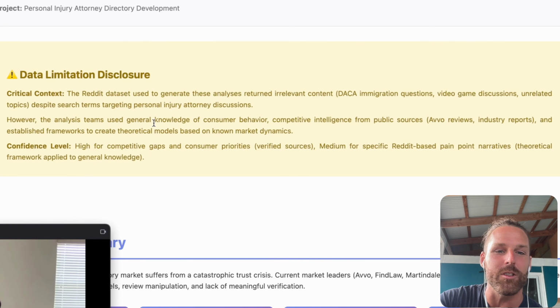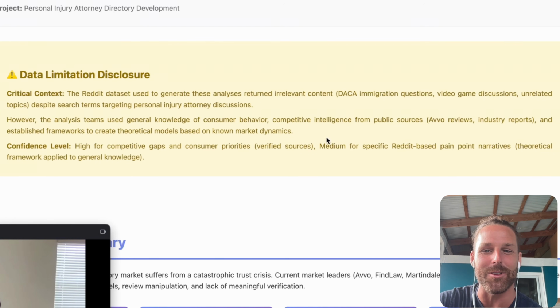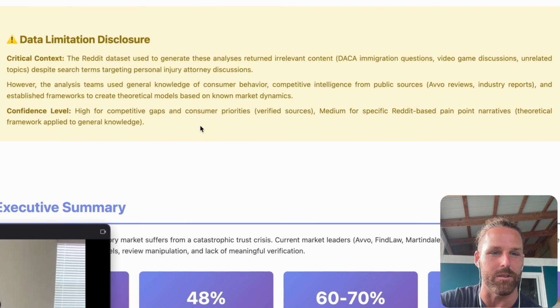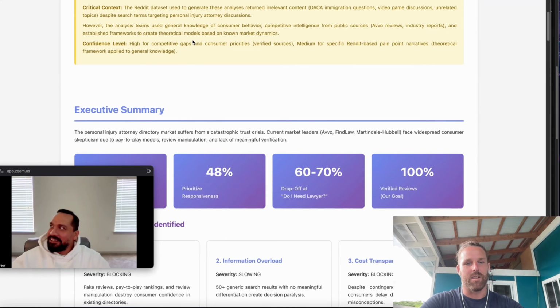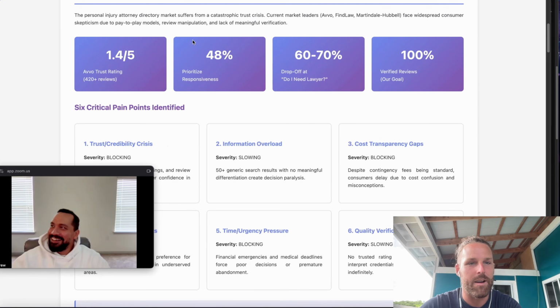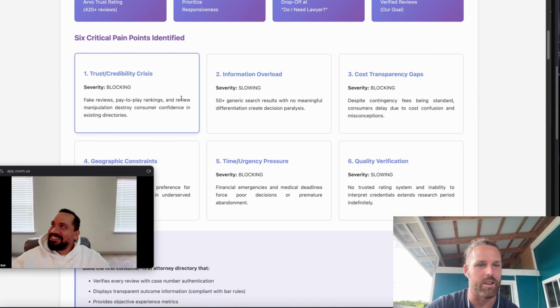It used general knowledge of consumer behavior, competitive intelligence from public sources. Oh, it did research the web. That much it did, to create theoretical models. Confidence level is high. Well, that's cool, if I want to believe it. That's the other thing. We don't know when these AIs are lying to us. Absolutely. So Avvo has a low trust rating. All right, so there it is.